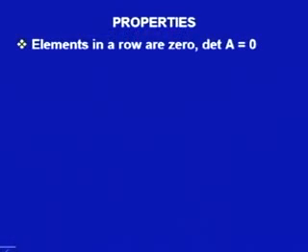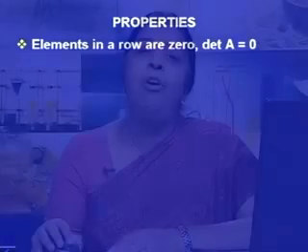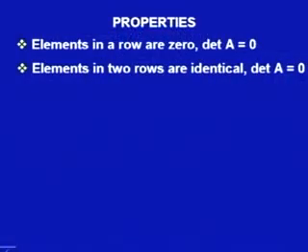These properties actually help us in evaluating determinants more conveniently. Like if the elements of a row are 0, then determinant A is 0. We need not compute all the terms which we have discussed. We simply say determinant A is 0 if any row or column becomes 0. Similarly, if two rows are identical, then determinant A is 0. You do not have to calculate all the minors.